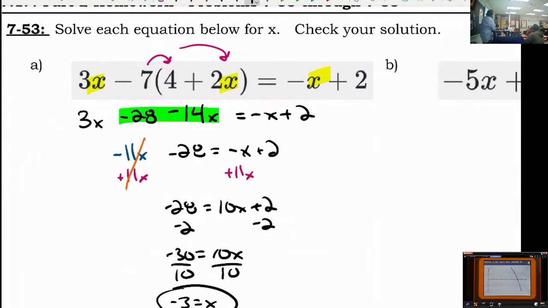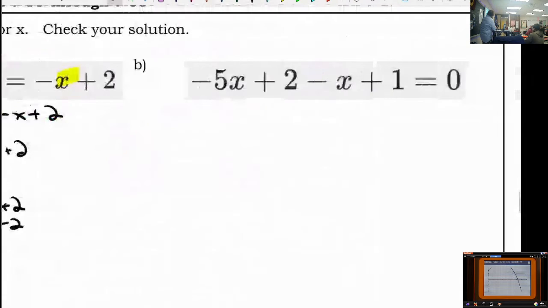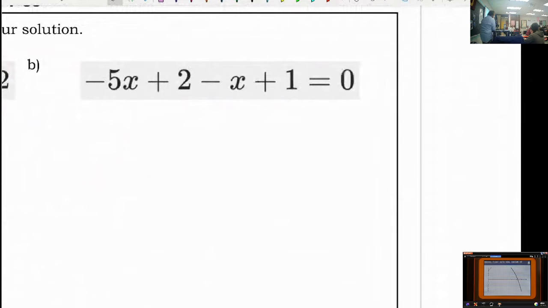Since this is not intended to be an instructional thing, I'm going to the next question. Question B. Again, this one is relatively simple. It's only got one variable, x, and that's it. So we're going to combine some like terms first. -5x and -x can combine to -6x. And 2 plus 1 is 3, which equals 0.